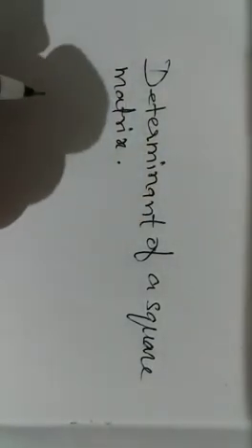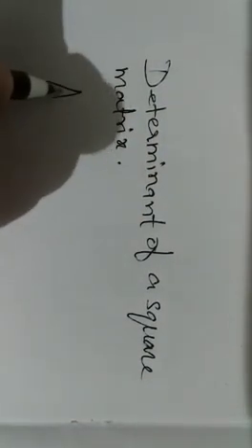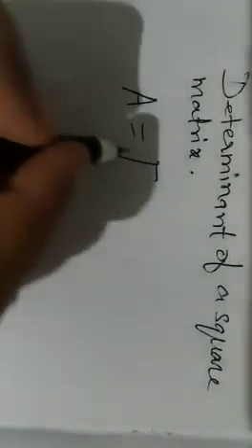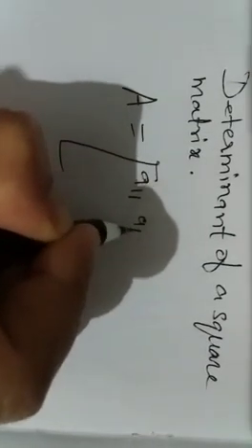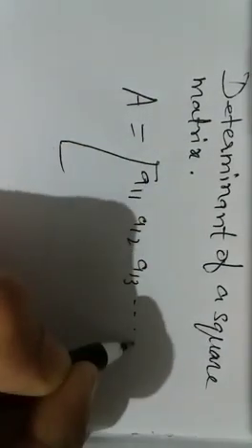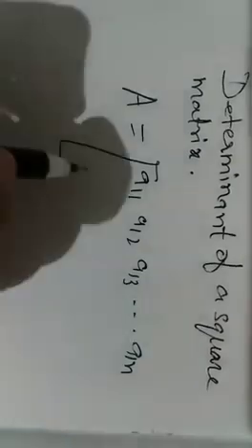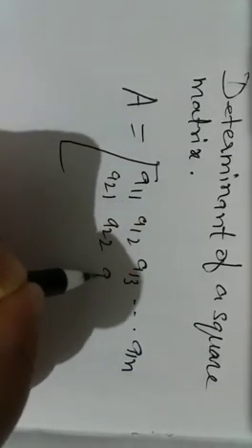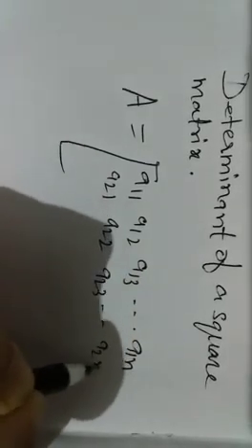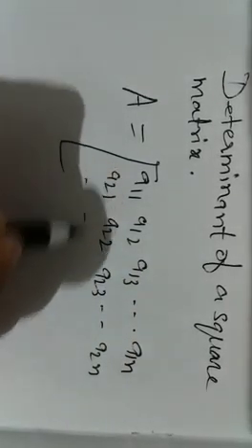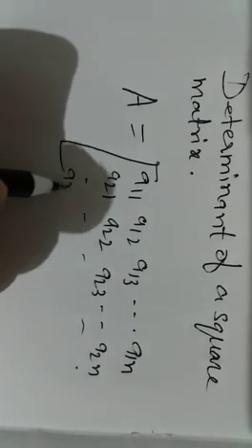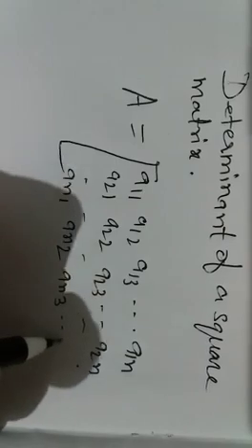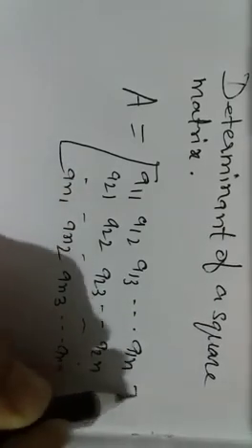Okay, so first let us consider a matrix. A is equal to, we know how we will write, A11, A12, A13 and so on up to A1n. Similarly, A21, A22, A23 and here it will be A2n. Similarly, after writing this, it will be An1, An2, An3 and Ann.